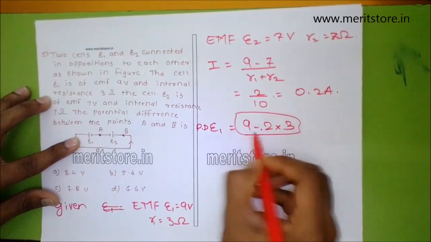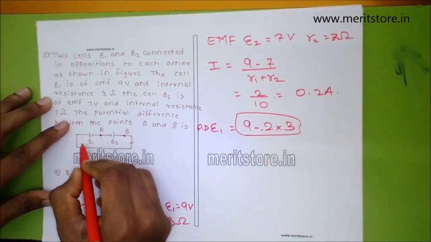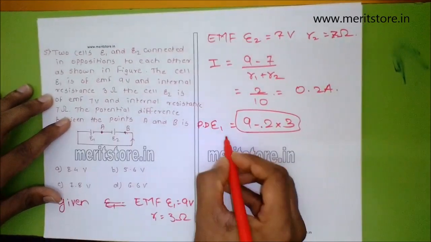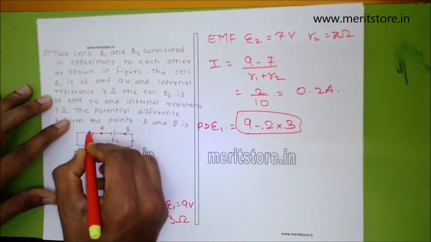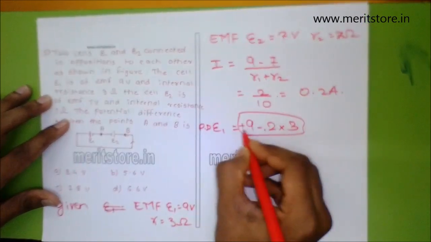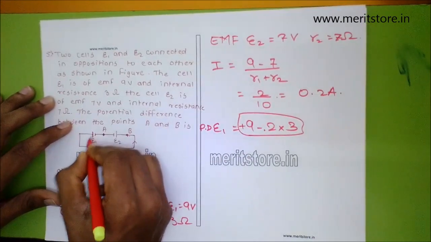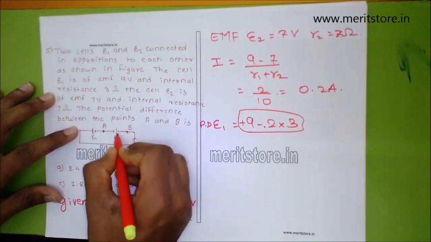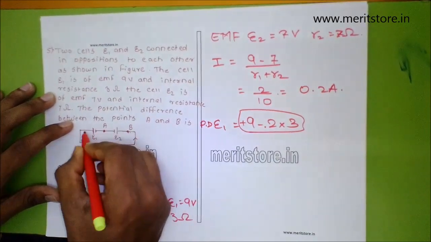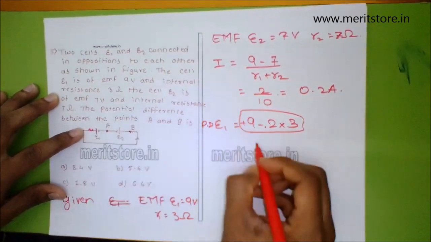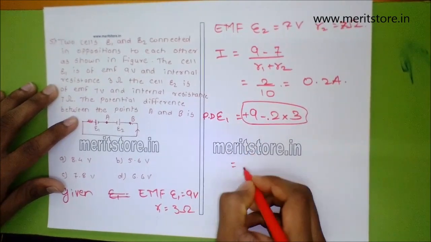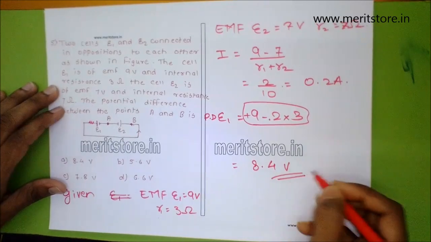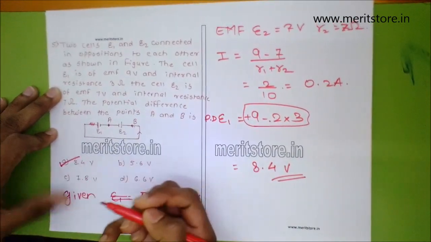This value has been obtained by using Kirchhoff's voltage loop. Since the current is flowing in the anti-clockwise direction and the potential is being increased over here, that's why there is a positive 9, that is the potential difference, the EMF across epsilon 1 and the current multiplied by the internal resistance of the cell. So which can be 8.4 volts is the answer, and option A.